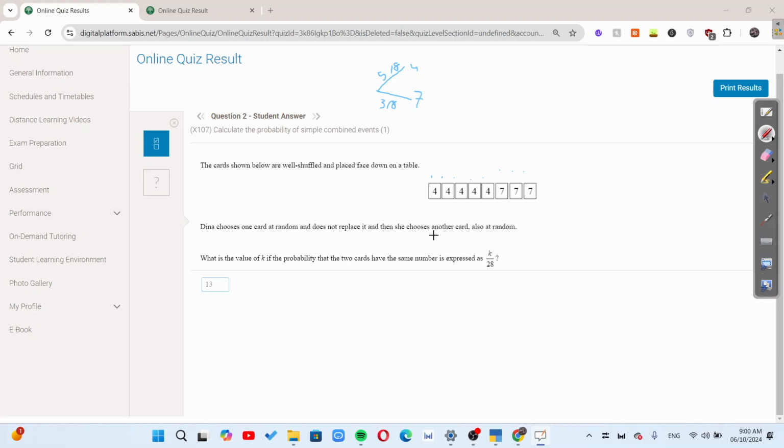Then she's going to choose another card and not replace it. If you're not replacing something, you're going to have less. What I mean is, when she pulls out another card, again she could either get 4 or 7. You don't have many options.